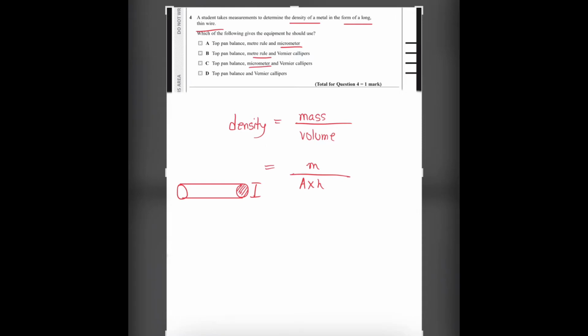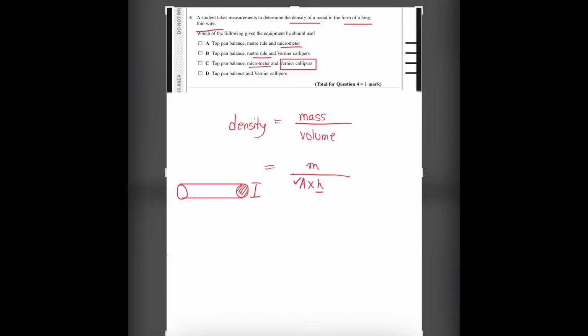We do not need vernier calipers because they have a precision of 0.1 mm, and a micrometer screw gauge has a precision of 0.01 mm. Since these diameters are very small in length, we cannot use vernier calipers, we need to use a micrometer. And we also need the height. For the area, we need to know the radius, and to know that we need a micrometer screw gauge.